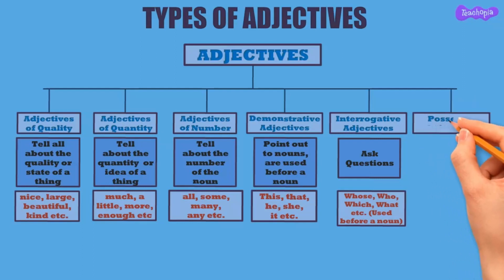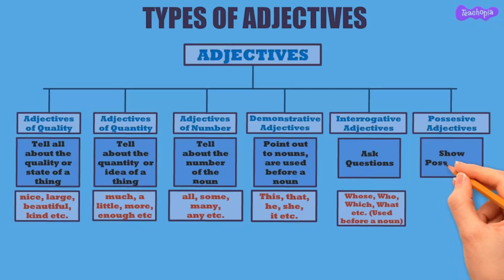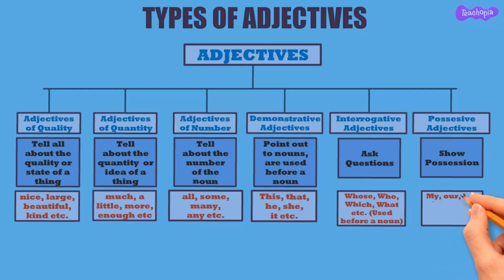Last and the sixth, possessive adjectives. They show us possession. For example, my, our, his, her, your, own, their, etc.